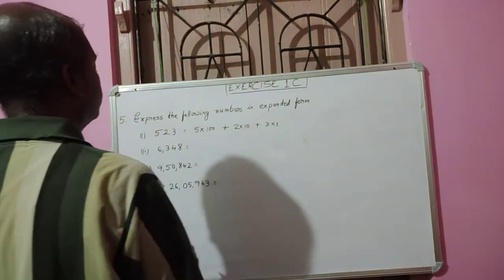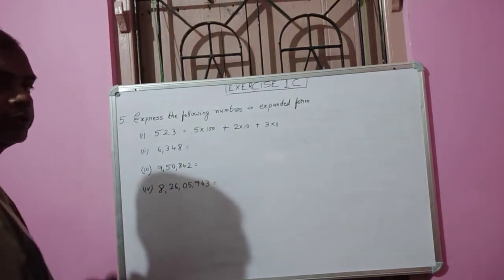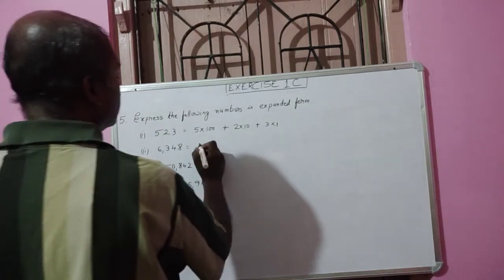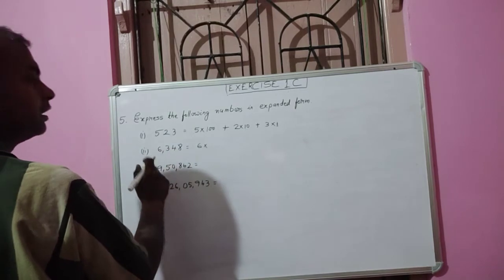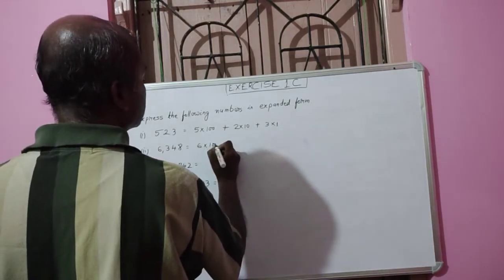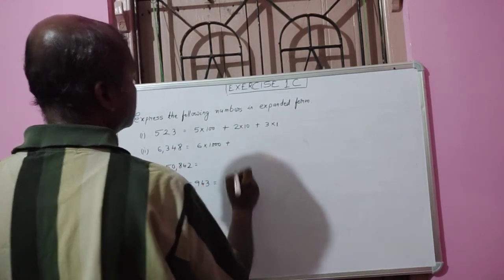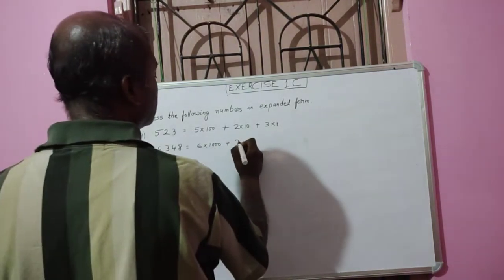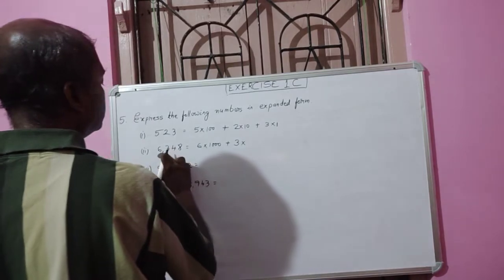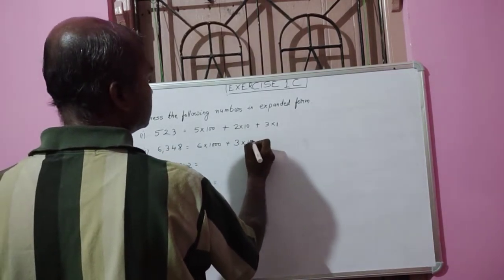Okay, next number. Again we start from the extreme left side. 6. In which position is 6? Ones, tens, 100, thousands. 6 is in thousands position, so 6 into 1000. Then you have a plus sign. Then the next number is 3. 3 is in which position? 3 is in hundreds position, so 3 into 100.